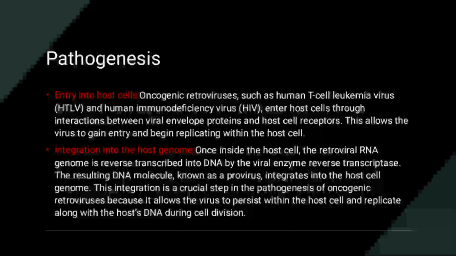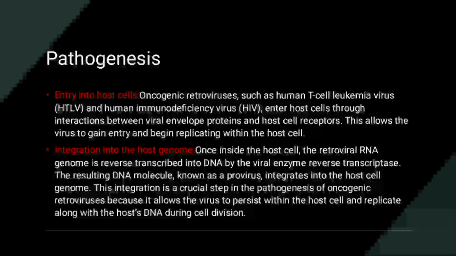Pathogenesis, entry into the host cells. Oncogenic retroviruses such as human T cell leukemia virus and human immunodeficiency virus enter host cells through interactions between viral envelope proteins and host cell receptors. This allows the virus to gain entry and begin replicating within the host cells. Viral envelope protein is a membrane protein. The envelope consists of an inner layer of lipids.